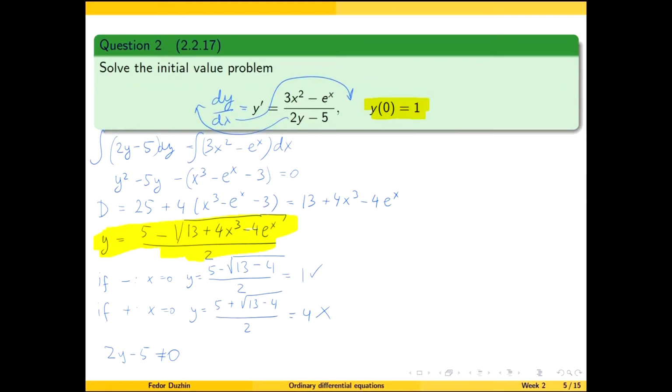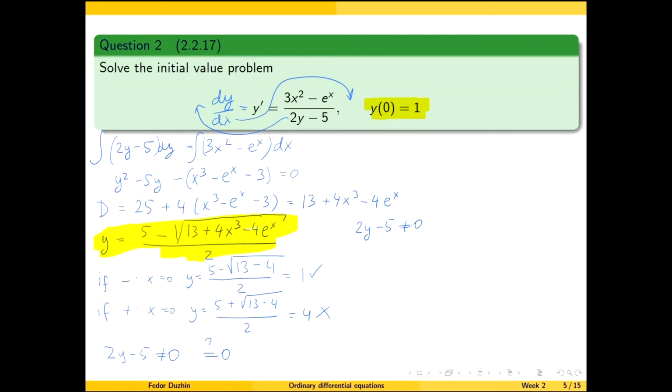So we need to make sure that we exclude the points where 2y minus 5 is 0 from the solution. So the question is, what if it is 0? If the denominator in the original differential equation equals 0, it means that 2y minus 5 is 0. Anyway, let me check. We need to make sure that 2y minus 5 does not equal 0.